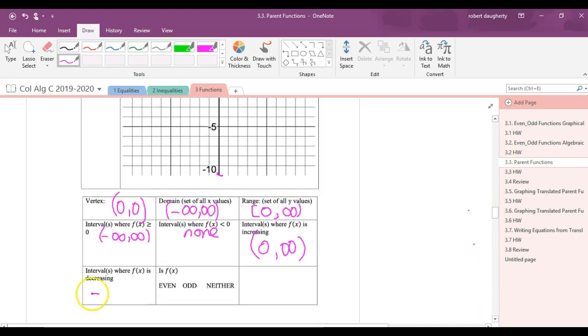So you guys have got this. Is this even or odd? It is even because it is symmetrical about the y-axis.